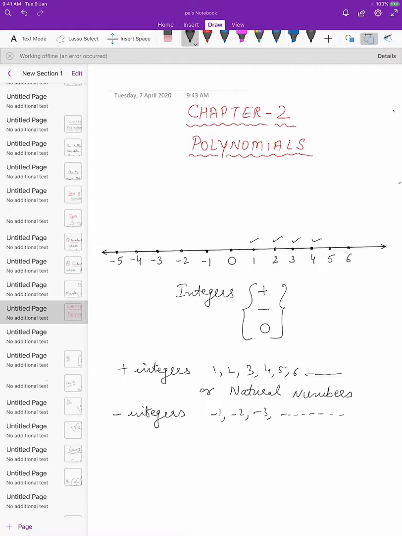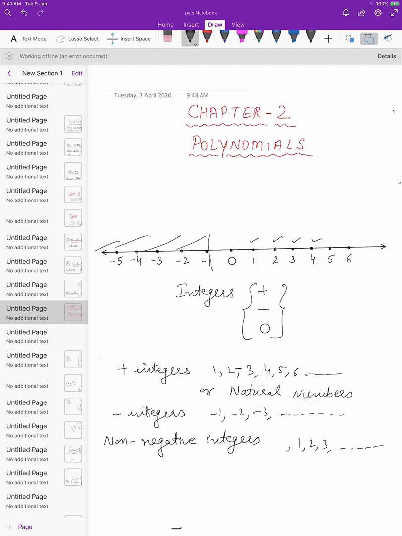Now suppose I want to write non-negative integers, what will I write? Non-negative means from the set of integers, I just want to remove the negative integers, and negative integers will obviously start from -1, so I will remove all these integers. So what are we left with? We are left with 0, 1, 2, 3 and so on. So they are known as non-negative integers.